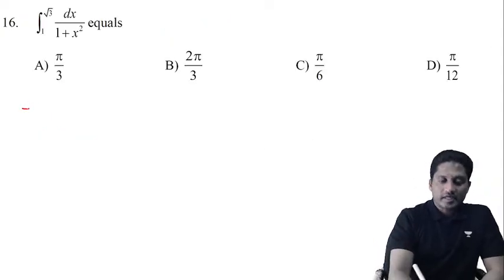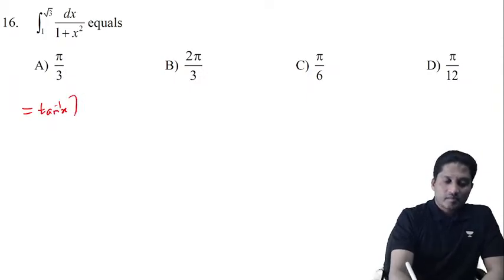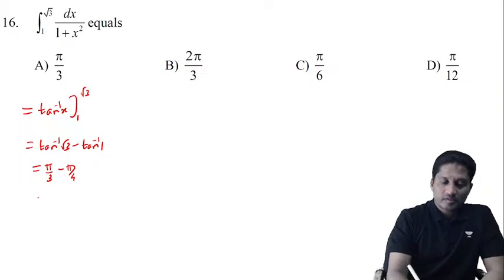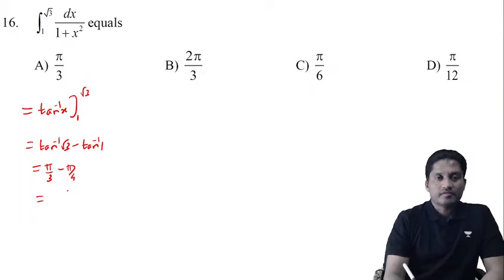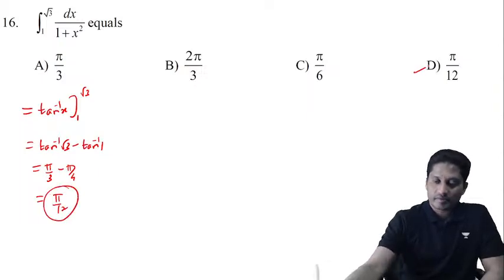Alright, now this is integration of 1 by 1 plus x square, which is tan inverse of x, right? Between the limits 1 to root 3. Upper limit is tan inverse of root 3 minus lower limit is tan inverse of 1. Tan inverse of root 3 can be written as pi by 3. Tan inverse of 1 is pi by 4. 60 minus 45 is 15 degree, which is pi by 12. You take LCM 12 and cross multiply, you get pi by 12 only.